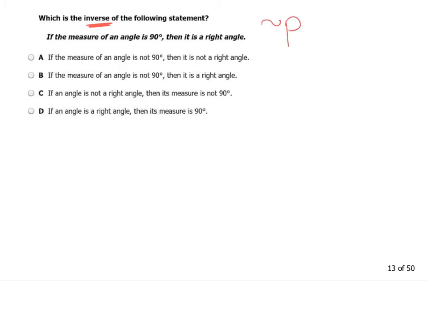This particular problem, I definitely look at my vocab, inverse, and I'll have to think about what inverse is. It's when you insert nots. So I'm going to keep my P and Q, but I'm going to add the word not. So if the measure of an angle is 90, then it is a right angle. I'm just going to write not above and not above, and let's see what we get. 13 is A.